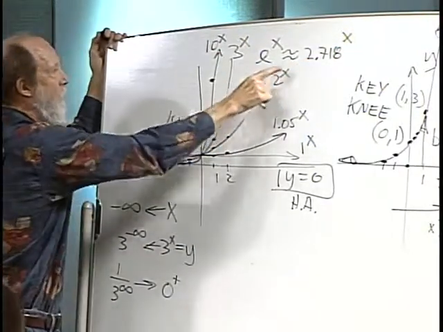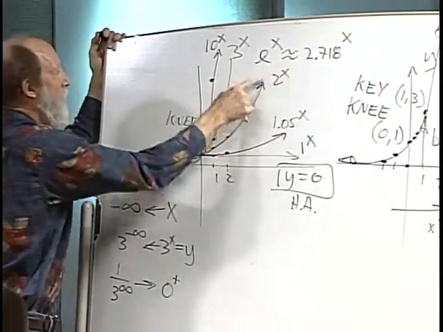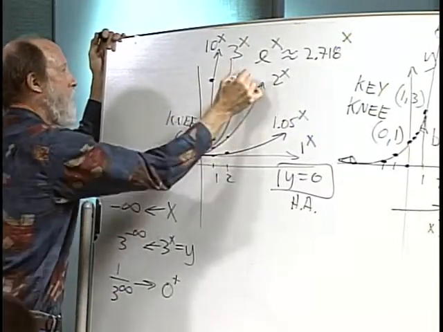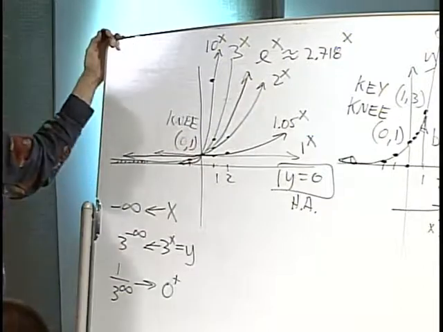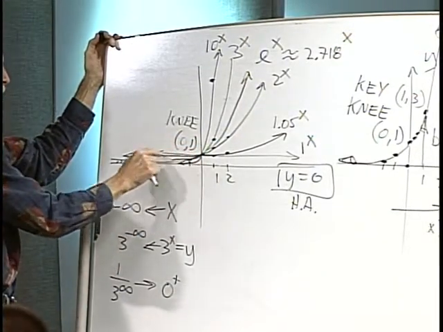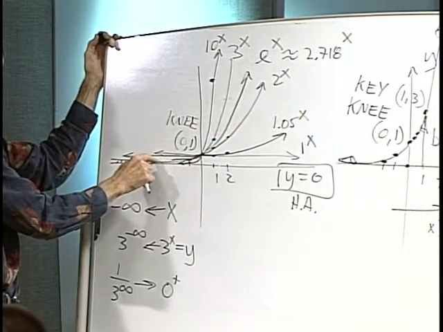And so it's going to sit, look at the base, folks, it's going to sit between these two graphs. So there's your e to the x graph. Don't forget that one. And again, it's going to cross over at the knee and sit between the 3 to the x and 2 to the x graphs over here.